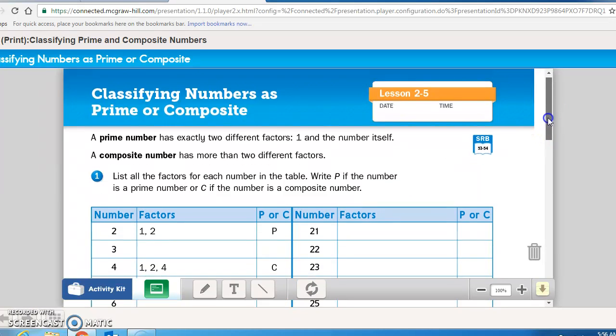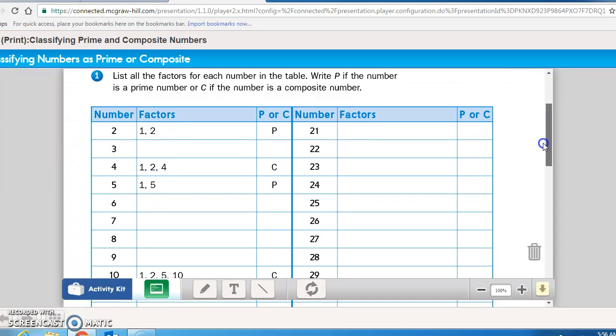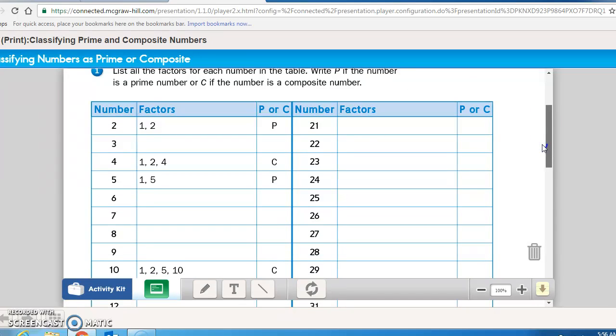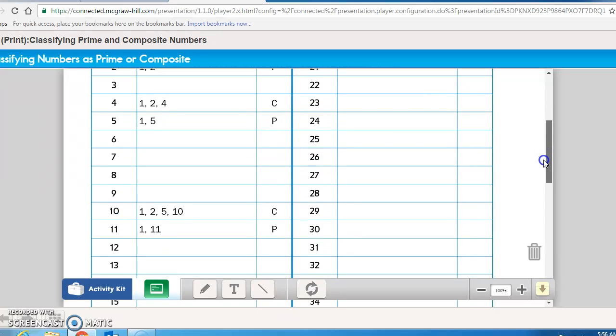Again, some of them here have been done for you. The number 2 has been done, the number 4, the number 5, the number 10, and the number 11. Please get out your multiplication chart or look at the one in the back of your math journal and complete this page. Don't forget in this column to write P for prime number, meaning that you can only get the number by multiplying 1 by the number itself, or if it has more than 2 factors, like the number 4, it's a C, composite number.